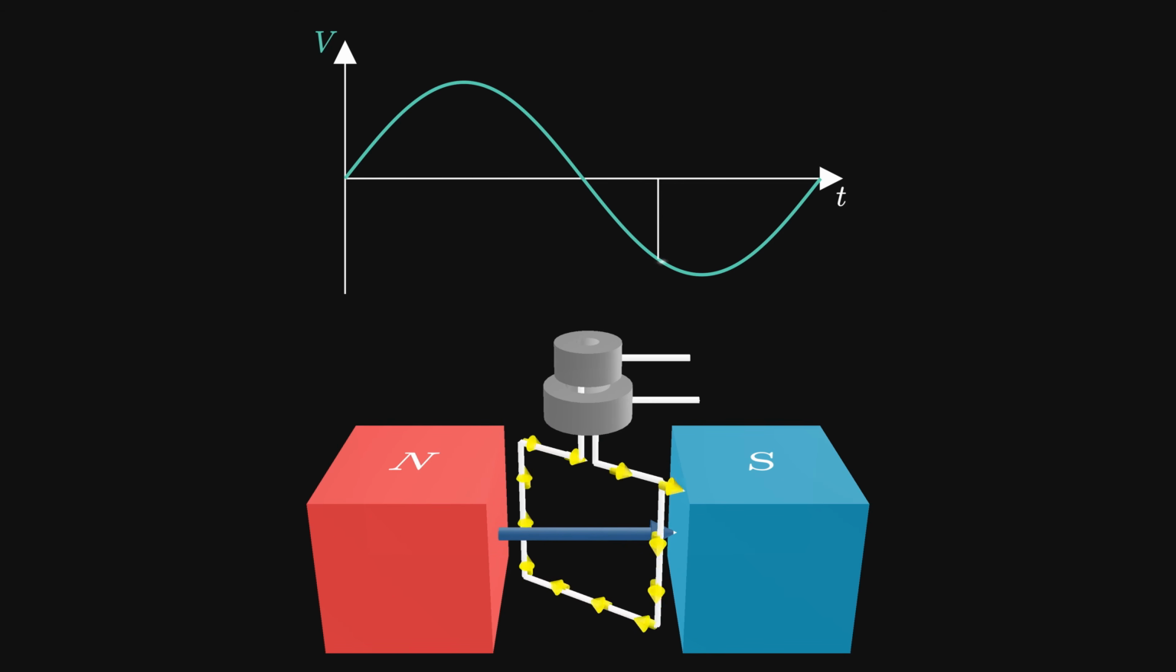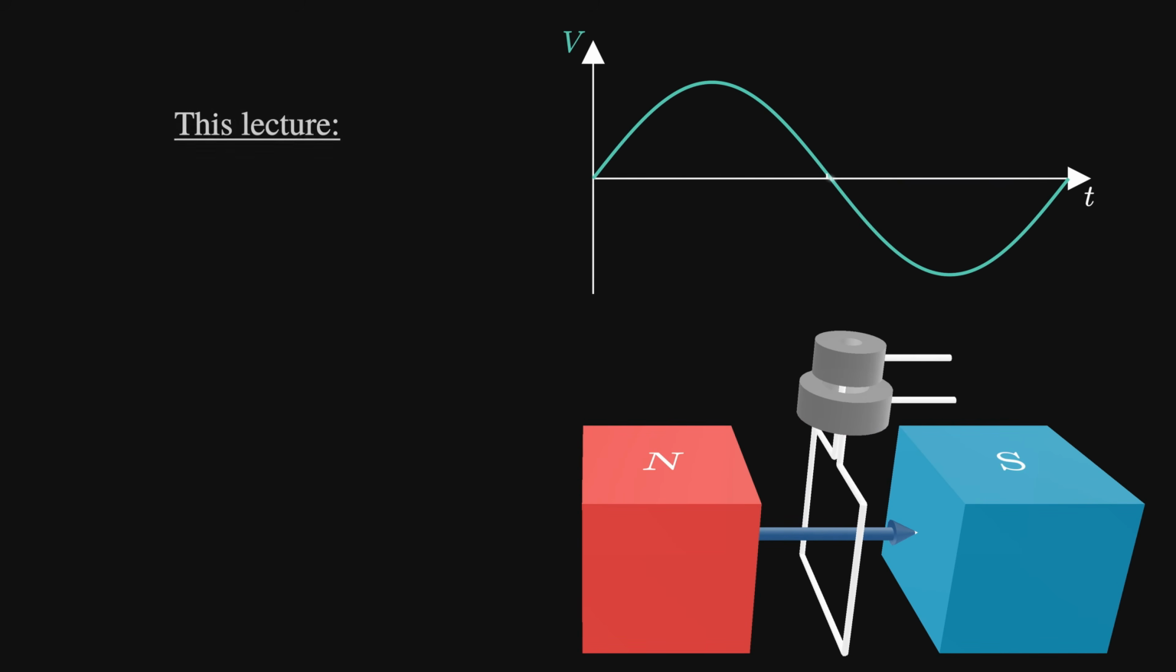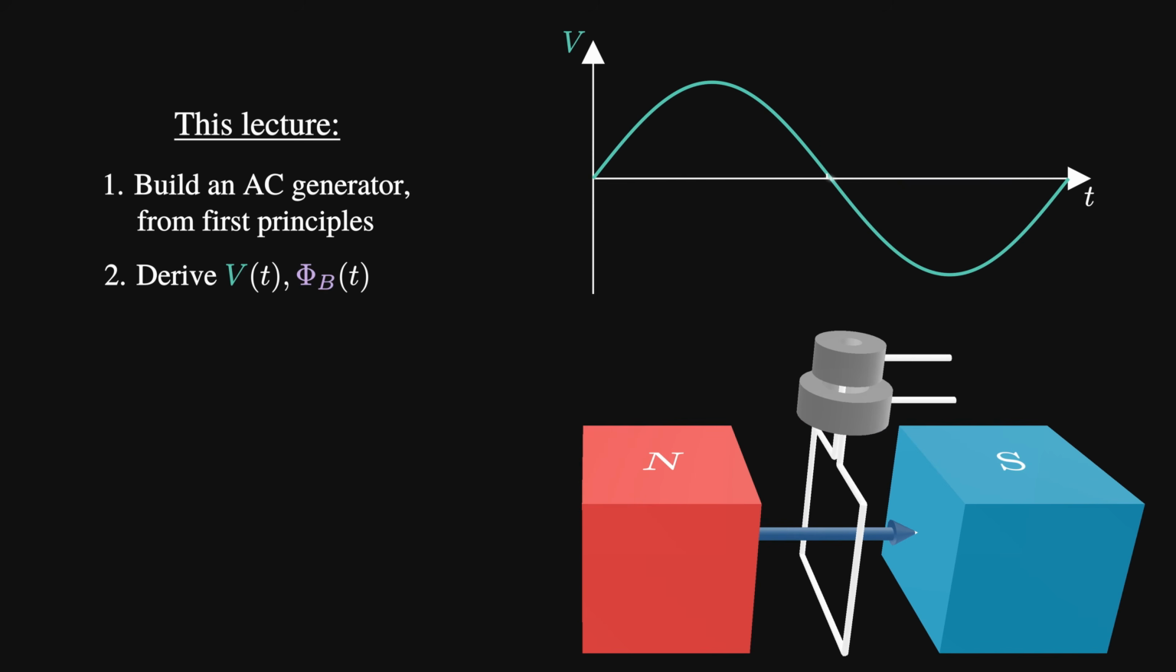Most explanations jump straight to the finished machine, and then try to justify it after the fact. In this video, we're going to do the opposite. We are going to build an AC generator from nothing, using only first principles physics, one step at a time. And by the end, you won't just know how a generator works, you'll see why it has to look the way it does. So let's start with a goal, and nothing else.